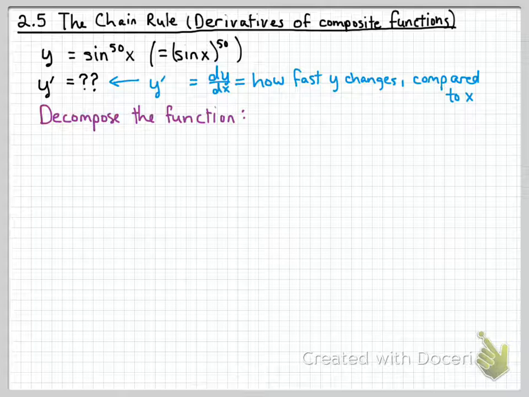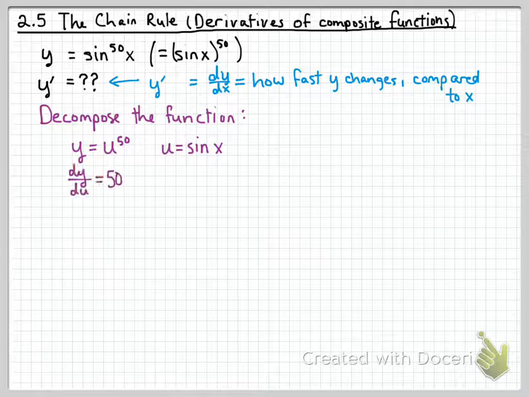So, to take this derivative, we're going to split the function in two, decompose it, just like we did in Chapter 1 with functions at the beginning of the semester. y is something to the 50th power. I'll call that something u. And what is that something u? It's sine of x. So y is equal to u to the 50th power, and u is equal to sine of x.